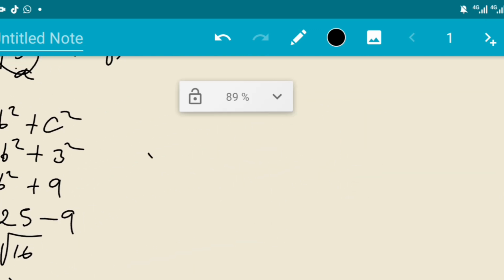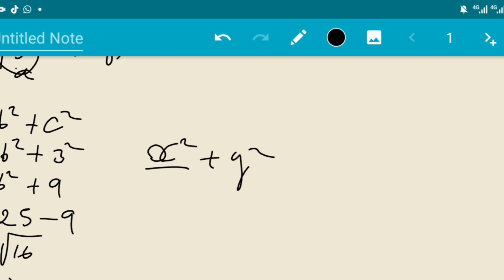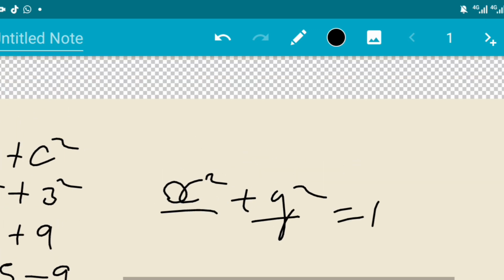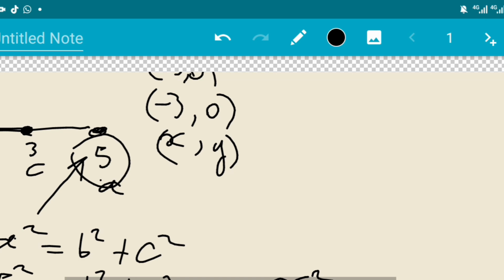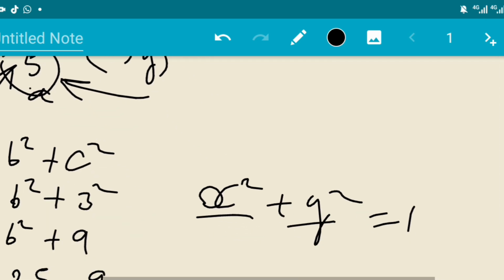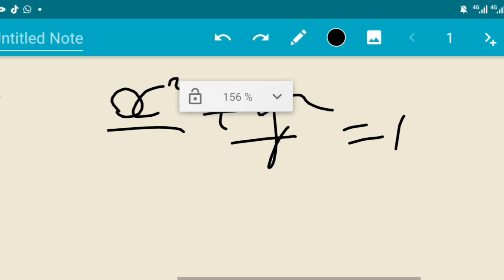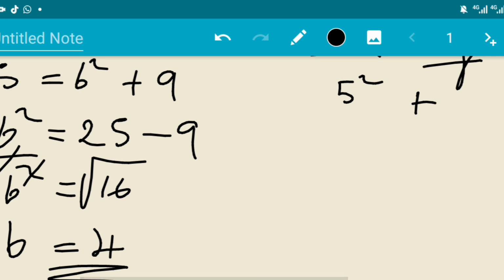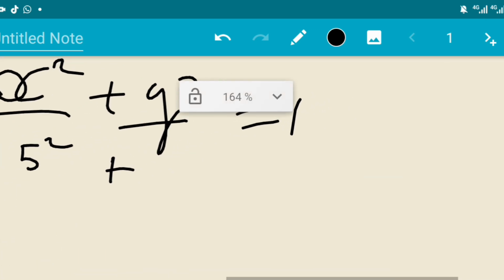This would be x squared over something plus y squared over something, equal to 1. What is our A? Our A is 5. And where is 5? 5 is on the x-axis. The reason we're calling it A again is because it's greater than 4. So it is going to be 5 squared plus, what is our B? It is 4 squared.